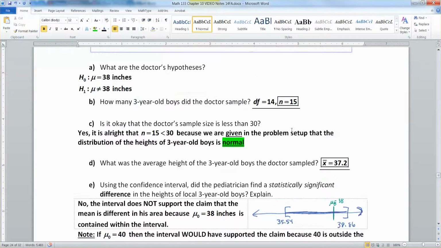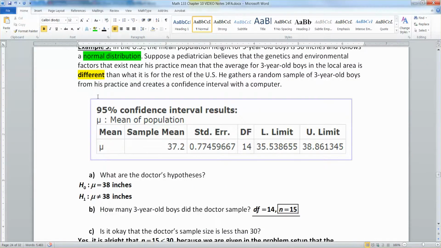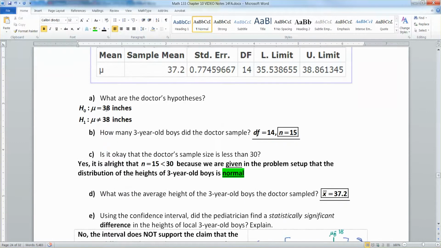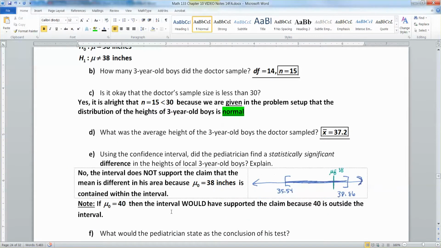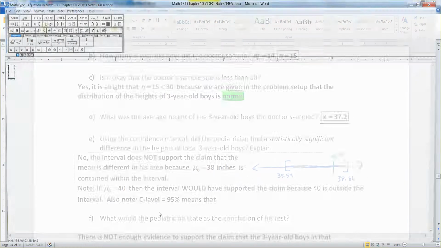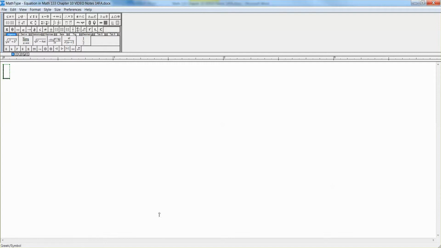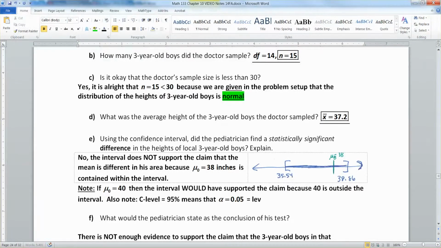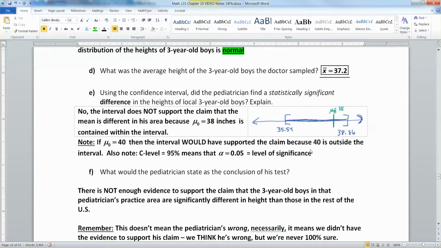Although I never actually told you what alpha was. Oh, but I do tell you alpha. Alpha is 5% because your confidence level is 95%. I should probably add that right in here. Also note, because our confidence level, C level, equals 95%, that means alpha, which is our level of significance, is 0.05. That's the probability of making a type 1 error.